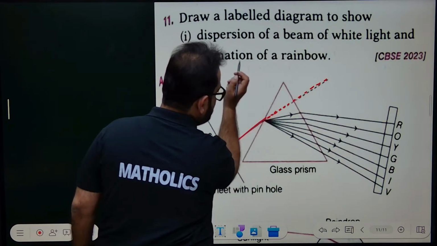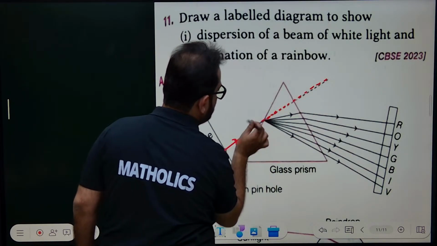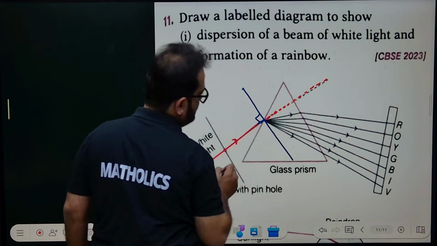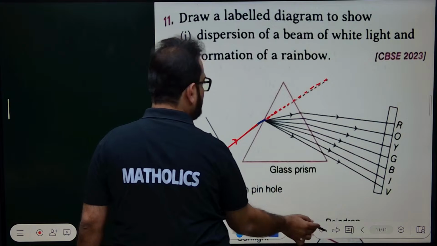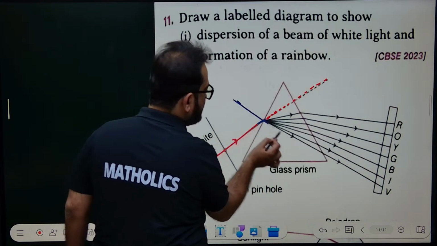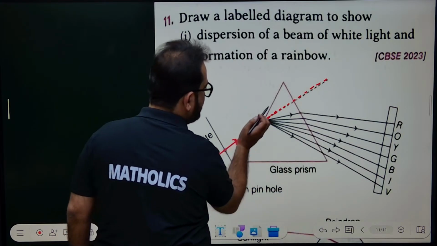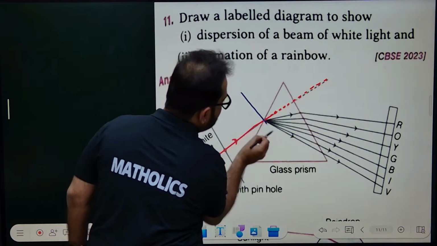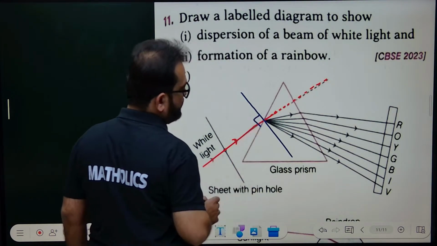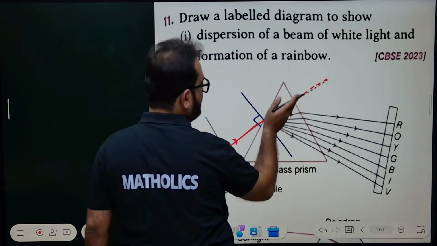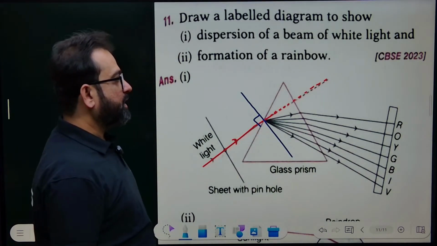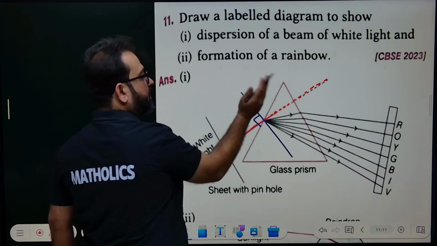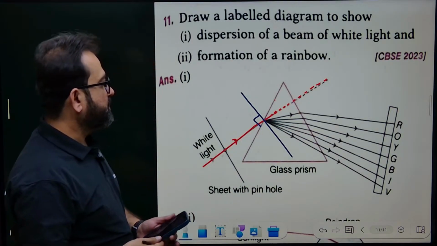So if this is the normal, this is the perpendicular. Any other option to draw the perpendicular? Tell me. This is the perpendicular, and this is the direction. So it will move towards the normal, somewhat like this. This will be called away from the normal. Sorted, yes or no?